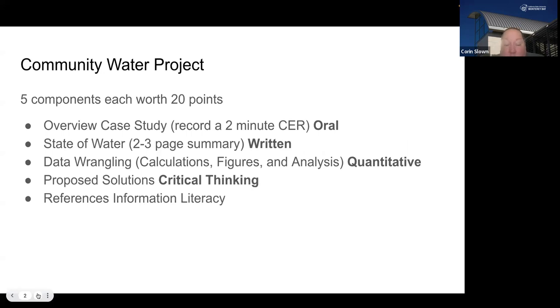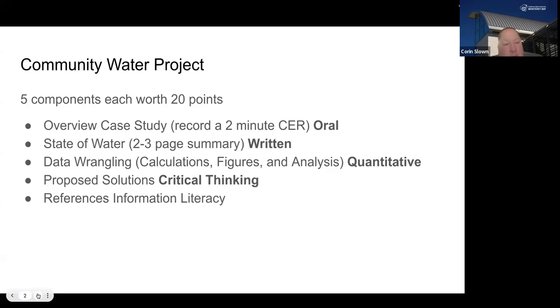So there are 5 components. Each of these are worth 20 points. So there's an overview case study. This is where you're going to record a 2-minute claim evidence reasoning statement. That oral presentation is going to be very similar to literally what we just did. So you're going to give an introduction to your water site, what the problem is, the evidence of that problem, and then the reasoning where you start to connect the ideas that we've been talking about in this class with your site that you have chosen to investigate.